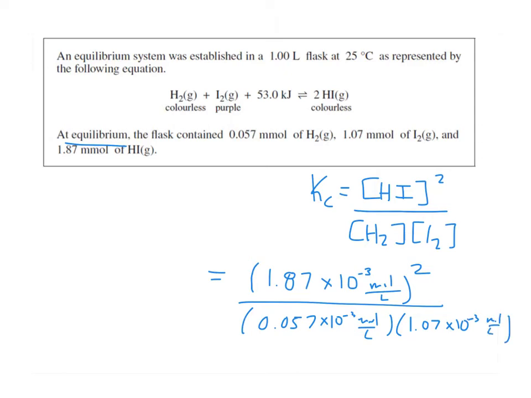Kc doesn't have units. When I do this calculation, I remember to square that top number. I get 573. Now remember from last week, we can use this to kind of quantify equilibrium. Because this number is greater than 1, it means we have a larger number on top. So I would expect that this equilibrium favors the products, or the right-hand side. So there would be more hydrogen iodide present at equilibrium.